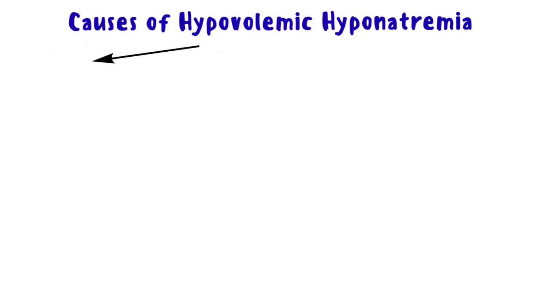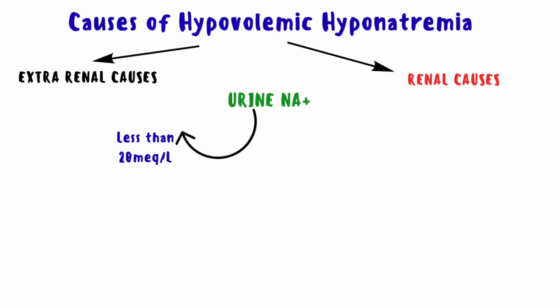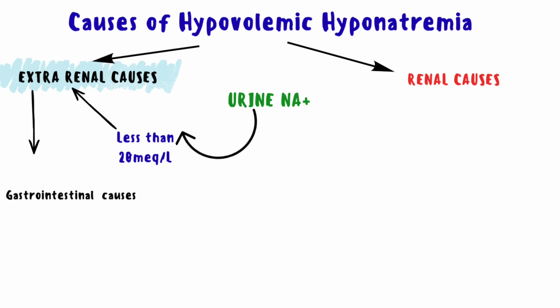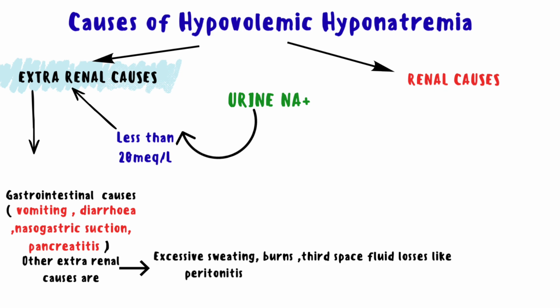The causes of hypovolemic hyponatremia can be extrarenal causes or renal causes. To differentiate this, we usually have to measure the urine sodium. If the urine sodium value is less than 20 milliequivalents per liter, it is considered an extrarenal cause. The most common extrarenal causes are gastrointestinal causes like vomiting, diarrhea, nasogastric suction, and pancreatitis. Other extrarenal causes are excessive sweating, burns, and third space fluid losses like peritonitis, ascites, severe trauma, and sepsis.